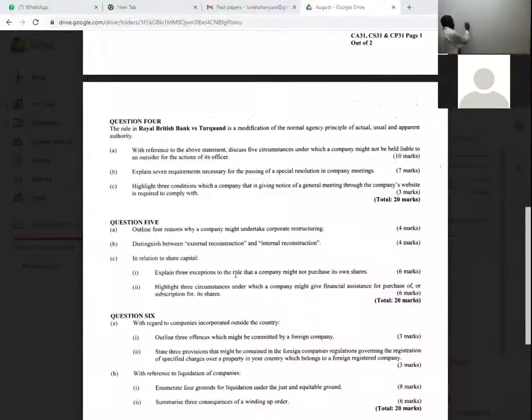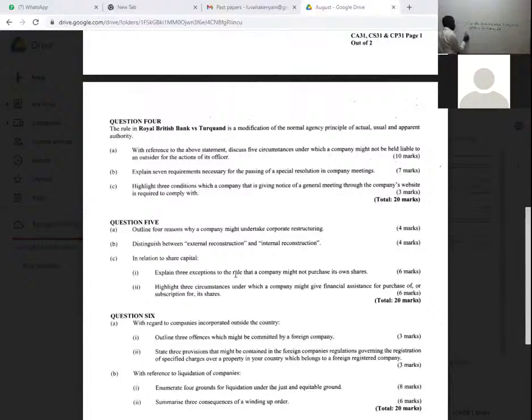So the first one, maybe you can write: the notice should be of at least 21 days as per the requirements of the Companies Act, as per the statutes.